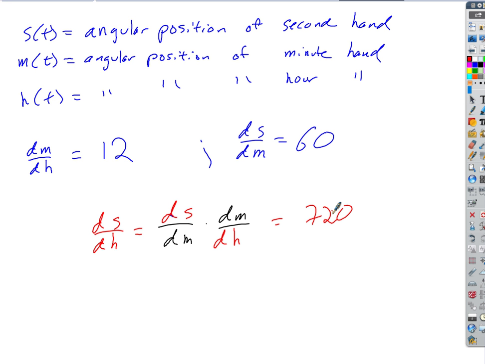720. Seems like it'd be more, doesn't it? When you think about it, it just seems like a long time. But that's it, 720. What's that? I mean, yeah, 12 hours, right? But that's a long time.